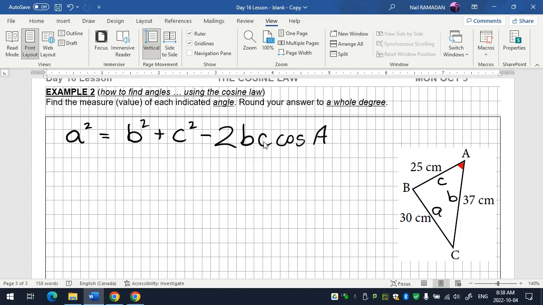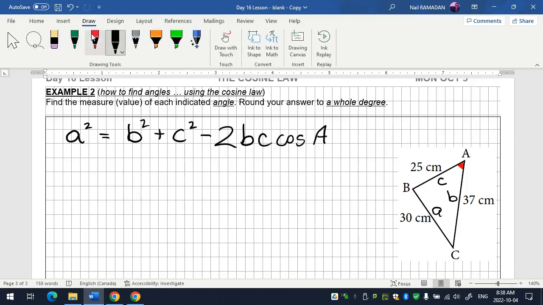What do I do next? What do I put? Check marks on things I know and question marks on things I don't know. Okay. What do I know for sure? I know all three sides. So I'm going to put a green check mark on a, b, c, b, c. Which one do I not know here? Capital A, exactly, the angle, which means also I don't know the cosine of it. So I'm going to put a question mark.